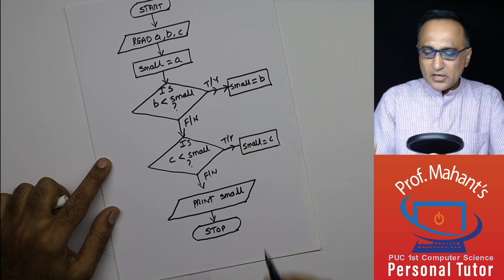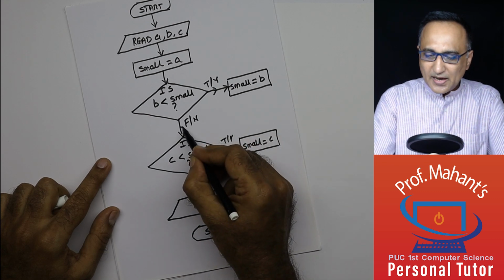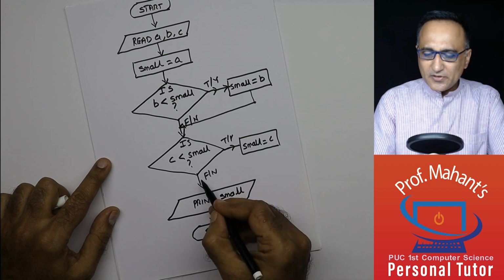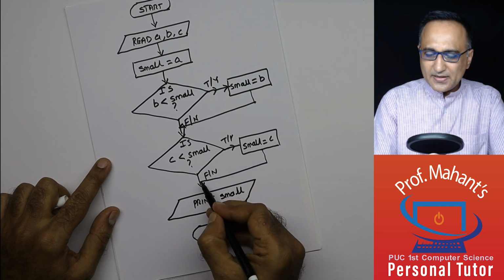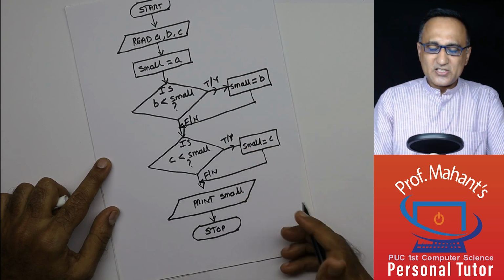All right. Now these are left hanging. After I process B, I should come and connect it here. All right, so I connect it here. After I process C, I should connect it here. All right. Now this is true, false, or this is yes and no.